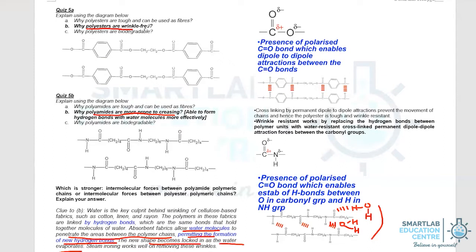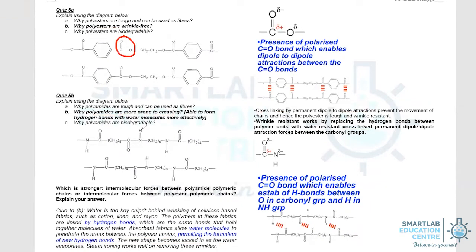However, polyesters are known to be wrinkle-free. The reason is cross-linking occurs between polyester polymeric chains when permanent dipole to permanent dipole attraction forces are formed. This enables the cross-linked polymeric chains to be water resistant, as the non-polar groups are exposed to the water molecules. Hence, polyesters are wrinkle-free.